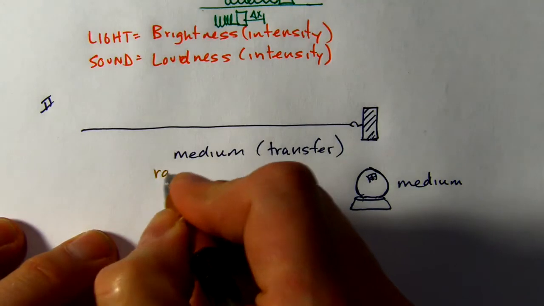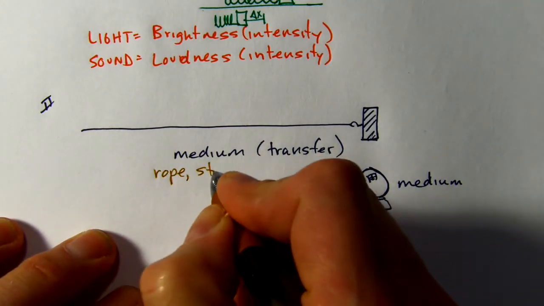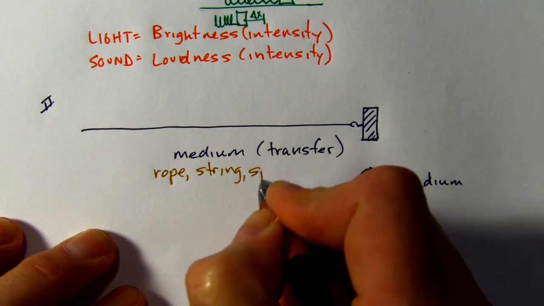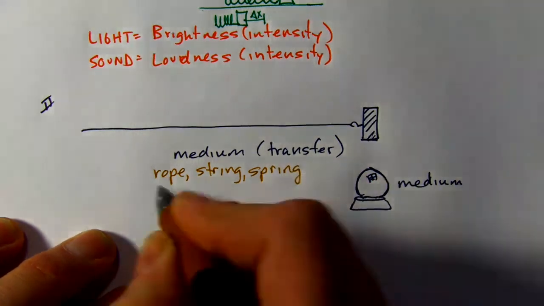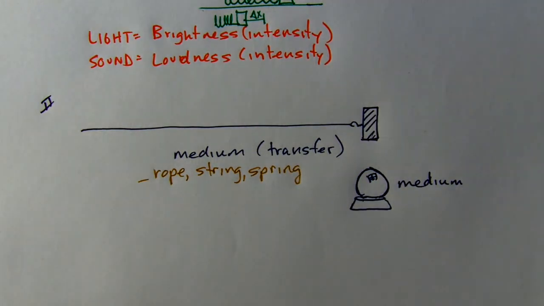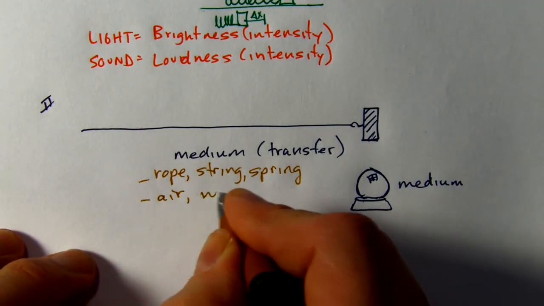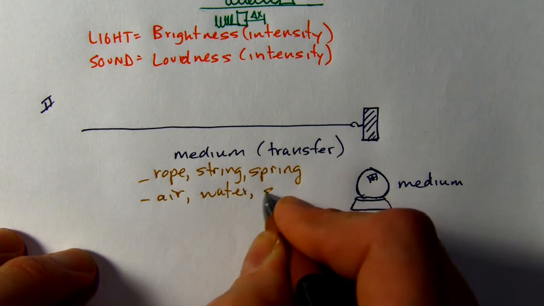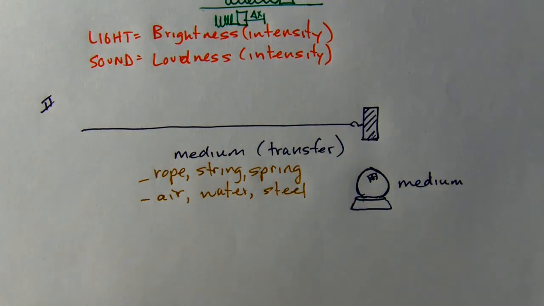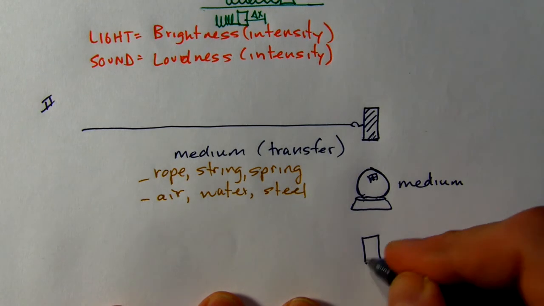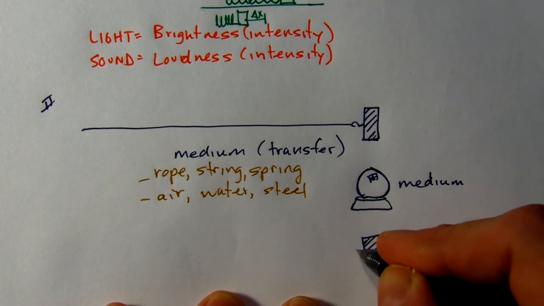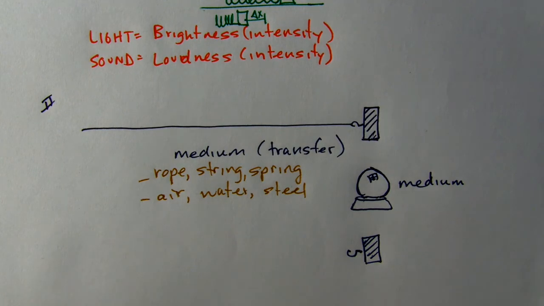Okay, so we could have a rope or a string or a spring, for example. Okay, but you could also use some other things, and we could use air, we could use water, you could use a steel bar, for example. So all of those are an example of a medium, and now the question is, well, what's going on with the medium? So let's redraw this here. Let's draw the hook the other way, it looks a little safer.